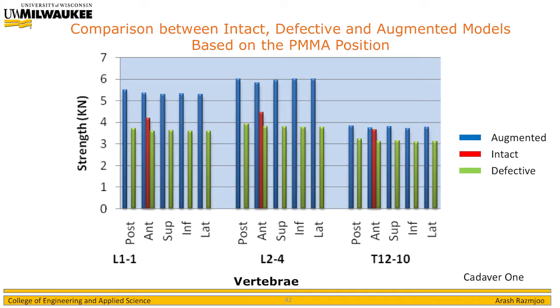Then we analyzed the effect of the augmentation, and the blue one shows the strength of the augmented model. And as you can see here, in the posterior location, we have a much greater increase in the strength for the lumbar one. And here also, it shows that if we place the bone cement in the posterior position, it has more increase in the strength for the lumbar two. And actually for the thoracic, it predicts the same behavior.